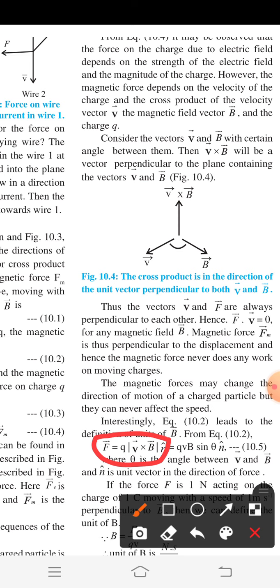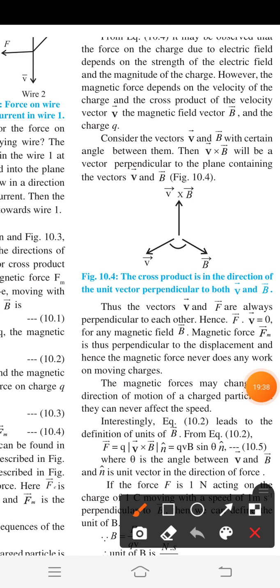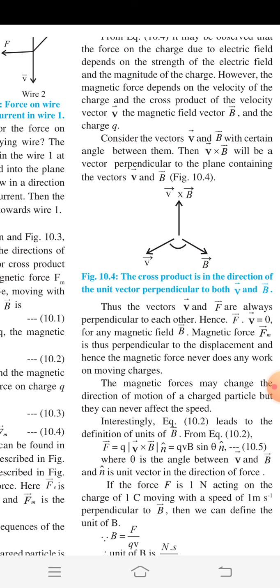on the charged particle is 1 Newton, acting on the charge of 1 coulomb moving with a speed of 1 meter per second perpendicular to the B bar, then we can define unit of B.